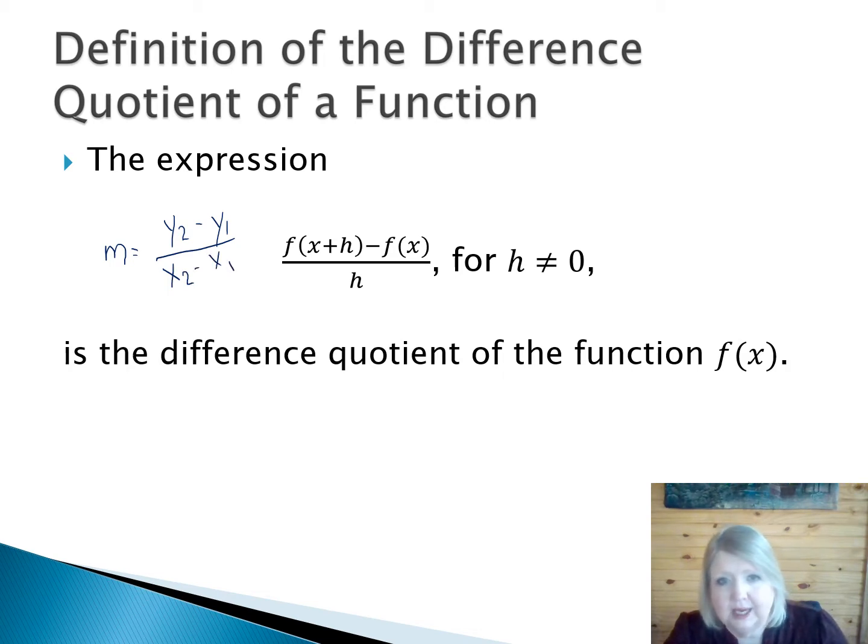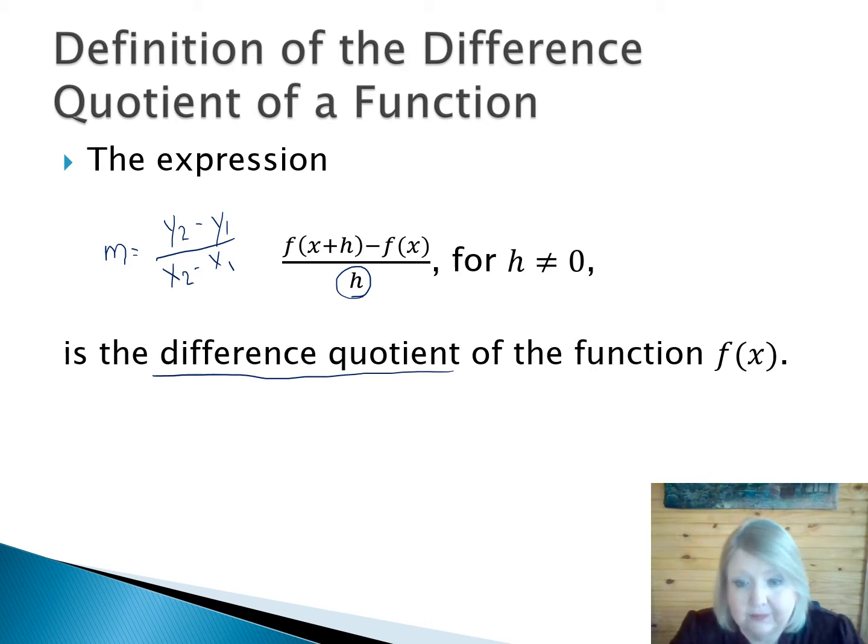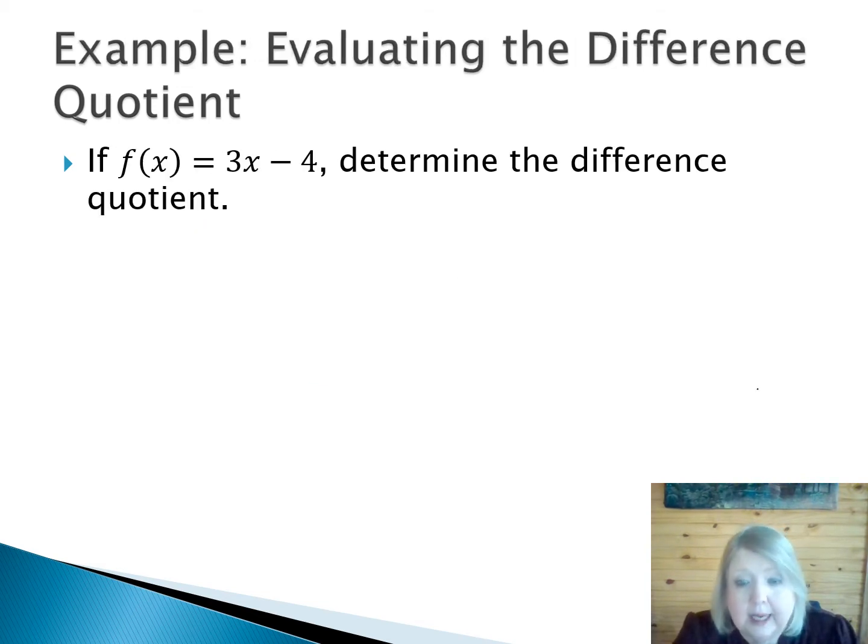But in this case, we're going to let x2 minus x1 be h. Notice that my x moved from x to x plus h, so the difference there would be h. And these are function notations instead of y values. But this really is just the slope formula, and we call it the difference quotient, and it is going to be a very basic and very major part of a definition in calculus. Okay, let's take a look.